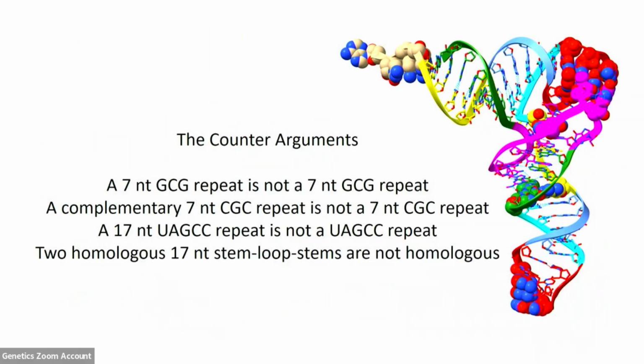I went over that before. The counter arguments to what I've told you are kind of dumb, but some of them have made their way into print. They might be such as a 7 nucleotide GCG repeat is not a 7 nucleotide GCG repeat. A complementary 7 nucleotide repeat is not a 7 nucleotide CGC repeat. A 17 nucleotide UAGCC repeat is not a UAGCC repeat. Two homologous 17 nucleotide stem loop stems are not homologous. They're obviously homologous just by inspection.